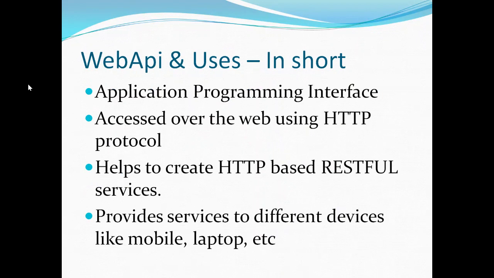Let's start. So what is a web API and its uses? A web API is nothing but an application programming interface. It uses the HTTP protocol. It also helps to create HTTP-based RESTful services, which I will explain in a later part of the video. Once this API has been developed, it can be consumed by different devices like mobiles, laptops, desktops, and anywhere else.